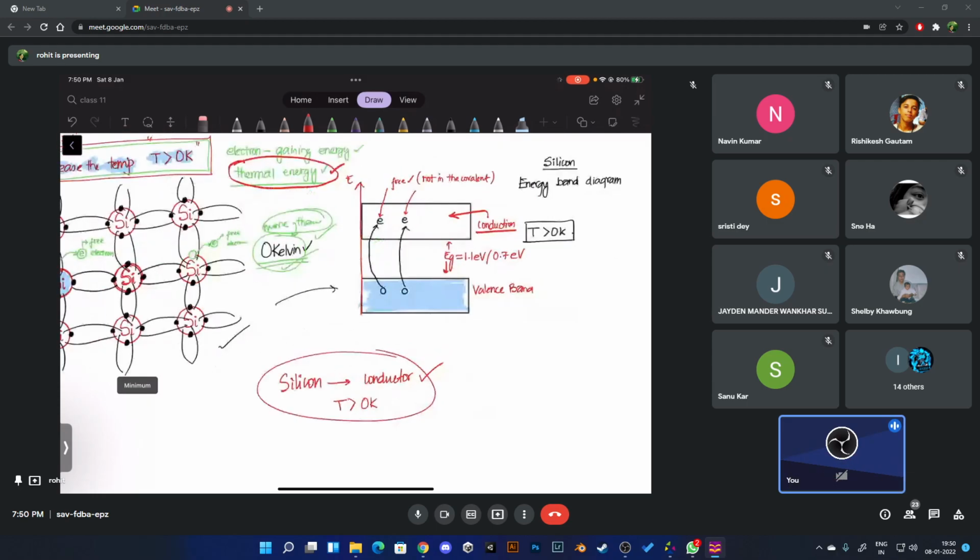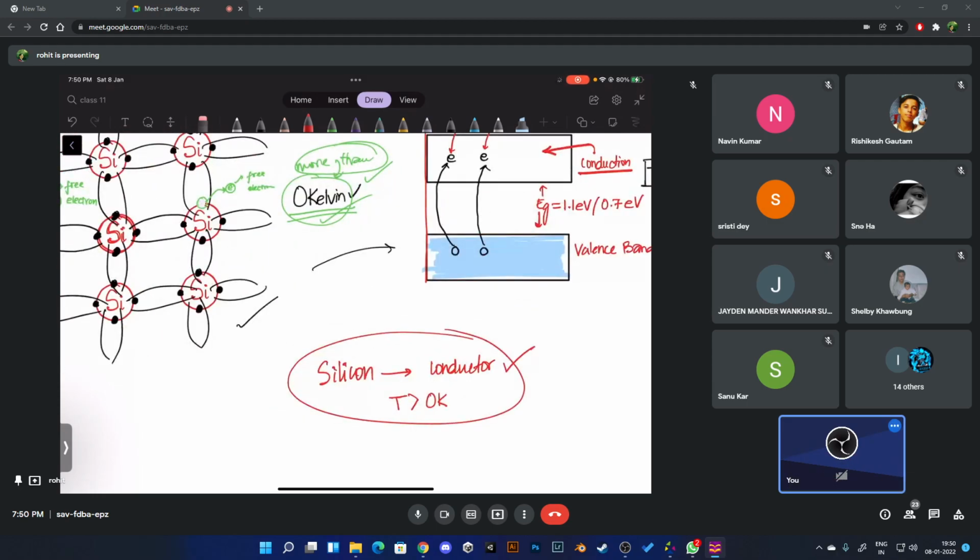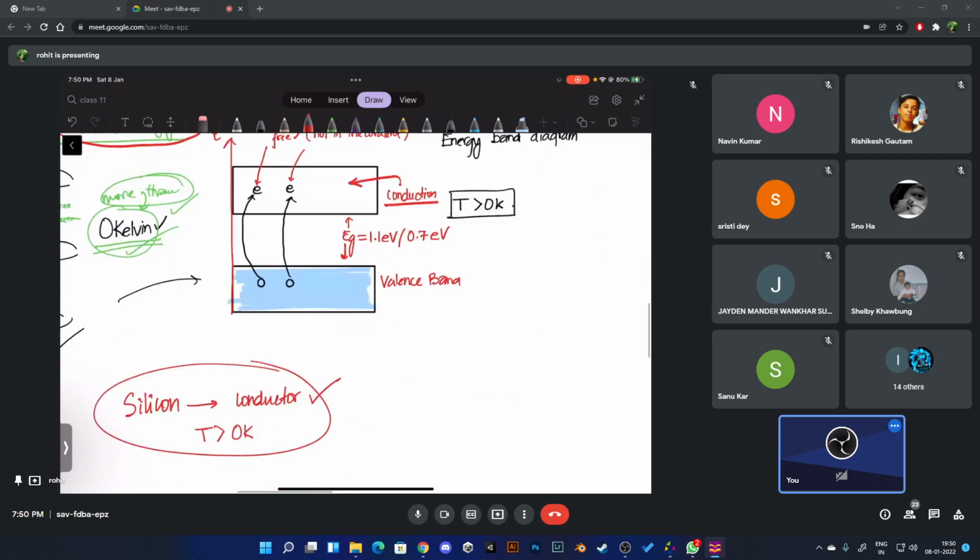Did you all understand? Silicon, what do you think now? Is it a conductor or an insulator, or does it have both properties? It has both properties. It can behave like an insulator, and it can behave like a conductor, but it depends on what?